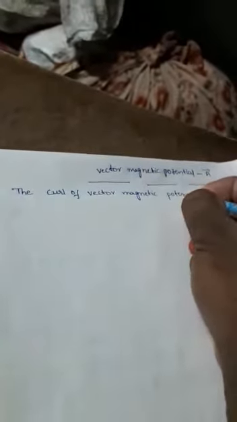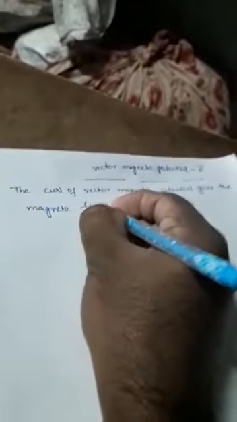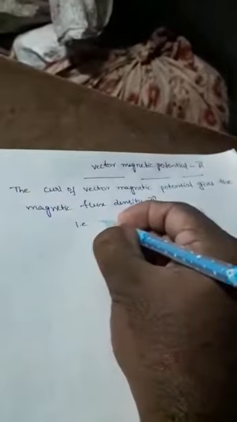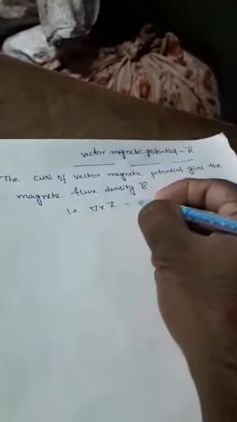So, what is vector magnetic potential? The curl of vector magnetic potential gives the magnetic flux density B bar. That is, curl of vector magnetic potential A bar is equal to B bar.